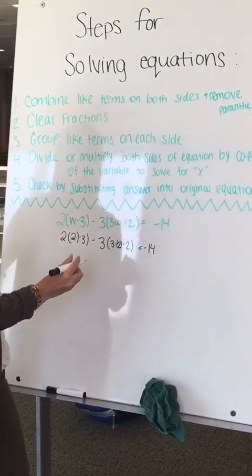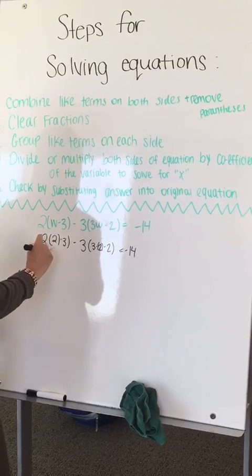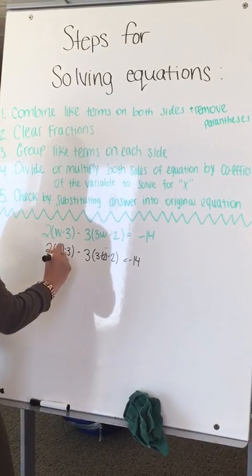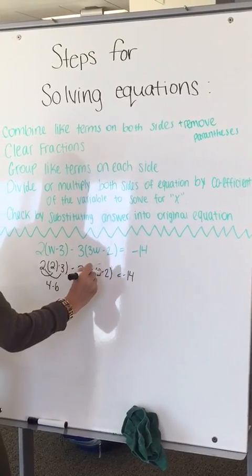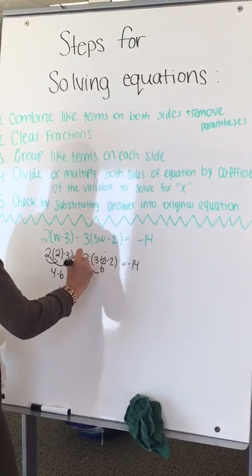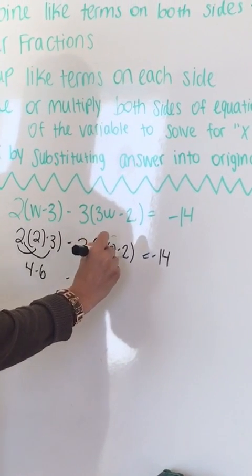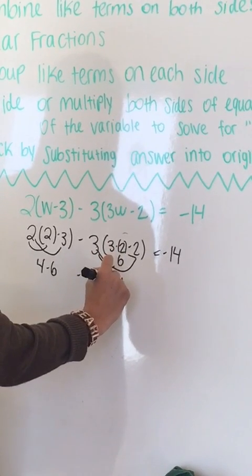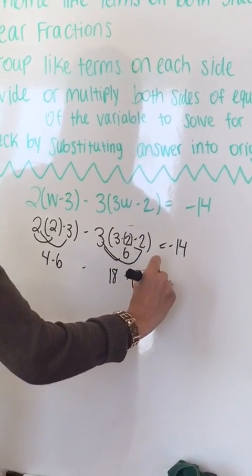Alright, so now we can solve, and we know based on the distributive property that 2 times 2 is going to be 4. And then we're going to multiply the 2 again by -3, so that's going to give us -6. And then we can come over here and solve again. We know that 3 times 2 is going to be 6. And then we know the 3 and 6 are going to multiply to give us 18. And then we're going to multiply the 3 by -2 over here, which is going to give us +6. And then again, that equals -14.